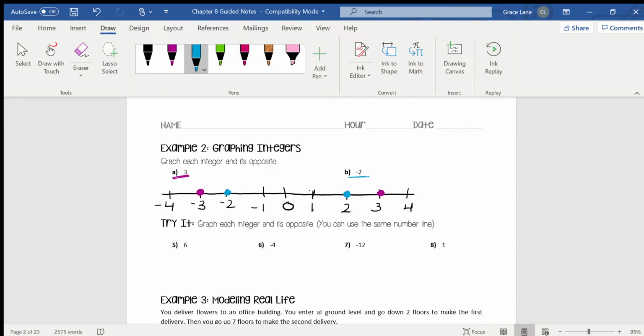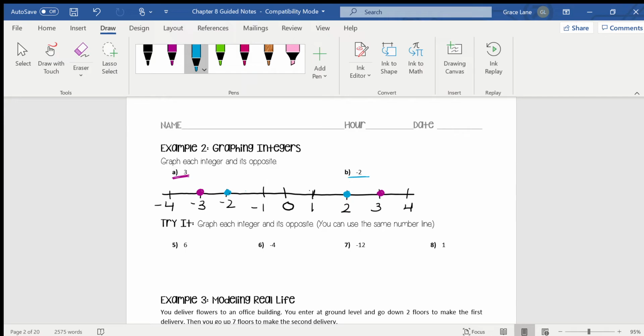So if you were asked to explain something about how you know that 2 numbers are opposites, you would have to tell me that they are both the same number of spaces from 0 on a number line. Okay, you guys go ahead and try the 4 try it questions.